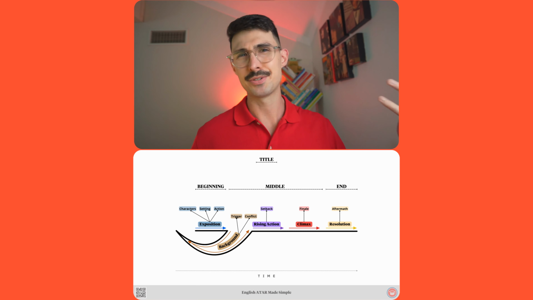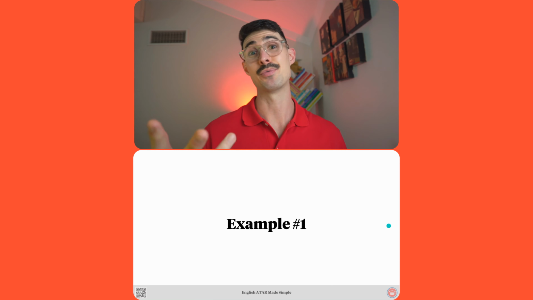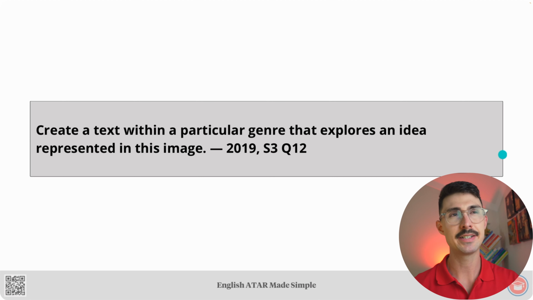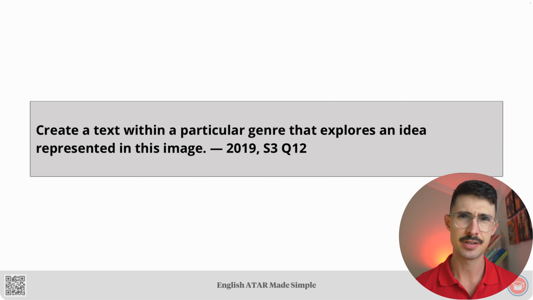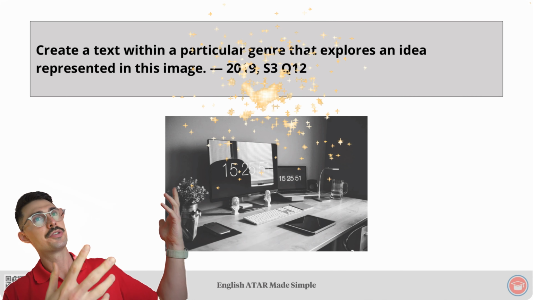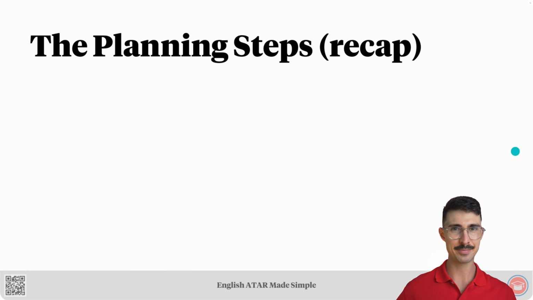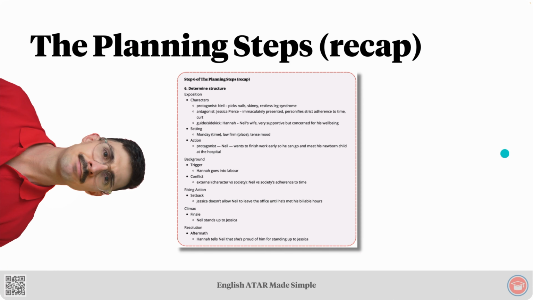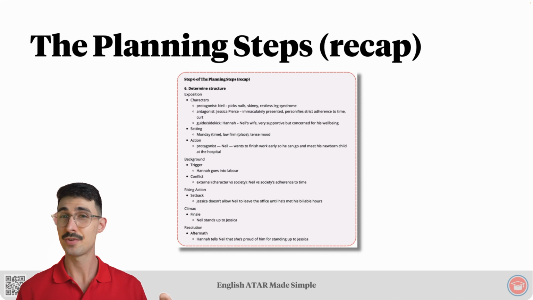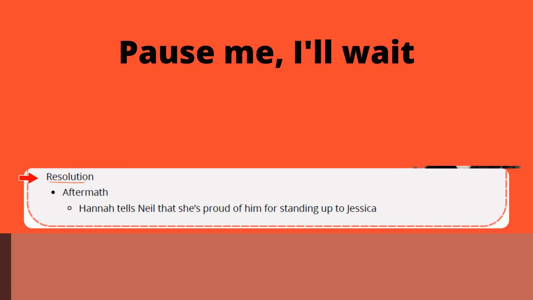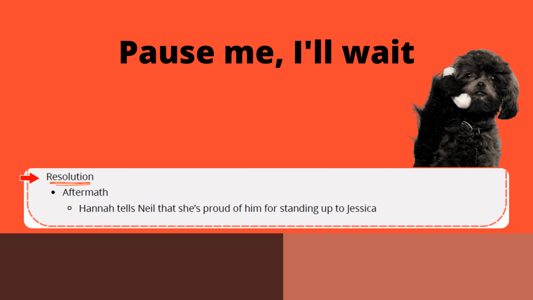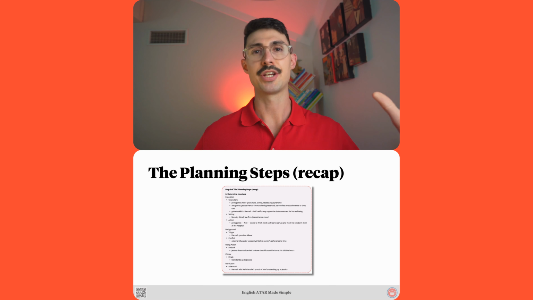Sweet. We've recapped the structure, we've recapped this whole bloody thing. Let's do a few more recaps of example 1. The question is, create a text within a particular genre that explores an idea represented in this image. This is our image. Recap of the planning steps, just step 6 though. Please pause the video and read the underlined element. Okay, you know what's coming next.